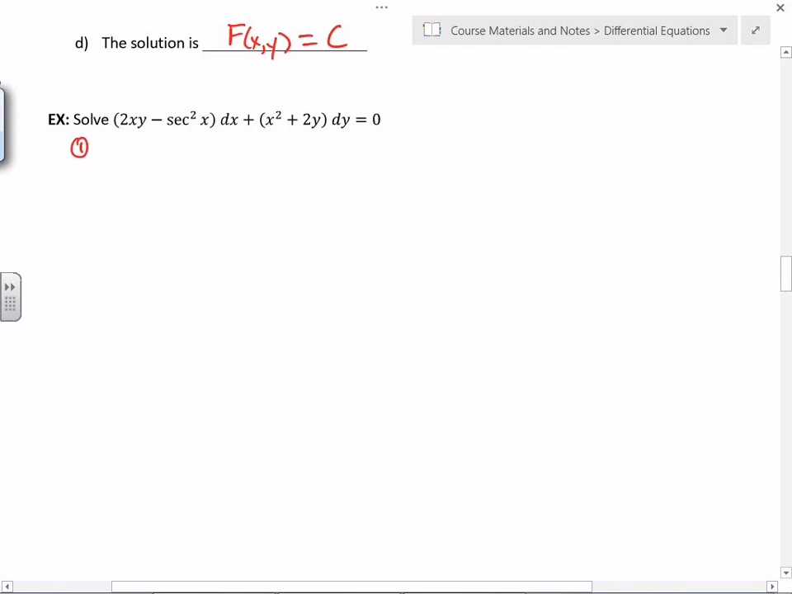First of all, check if exact. We'll call this step 0. Yes, it's exact. M sub x, nope, m sub y, 2x. N sub x, 2x. They're equal, right? Yes. A lot of times you can just eyeball the thing and know it's exact. It's not nearly as hard as I made it sound. All right, step 1.